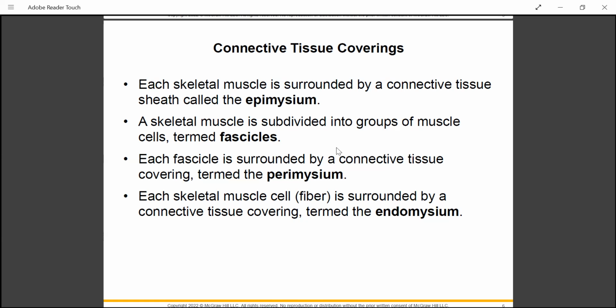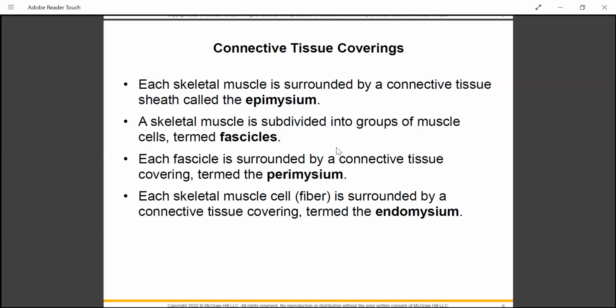And then within our fascicles, we have muscle cells known as muscle fibers. And each individual muscle fiber is going to be surrounded by an endomysium. So we kind of zoomed out to zoomed in here. So let's go backwards now.